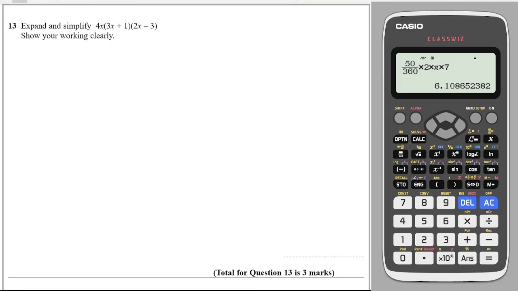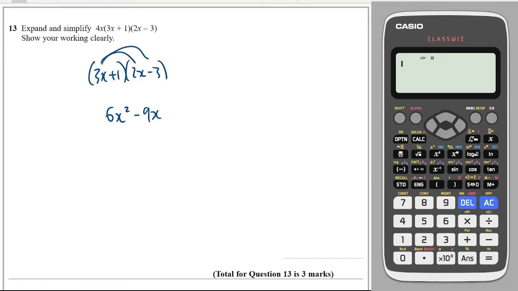Okay, expanding. I'm going to do the brackets first, and then I'll multiply everything by 4x afterwards. So that times that is 6x squared. That's minus 9x. And this times this is 2x and minus 3. So that gives me in total 6x squared minus 7x minus 3.